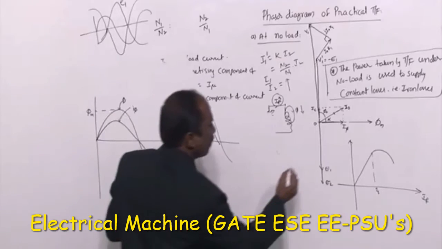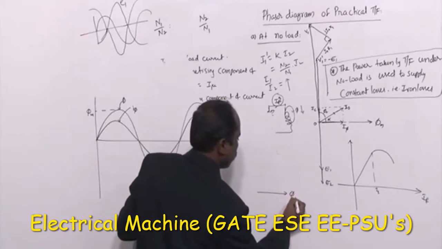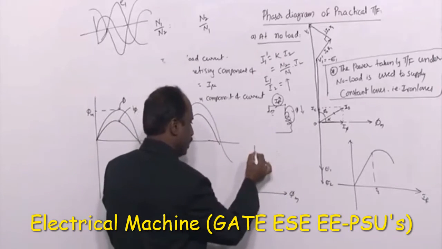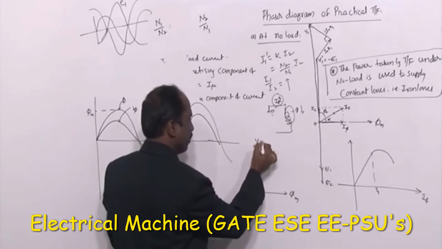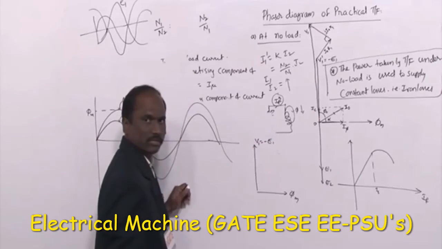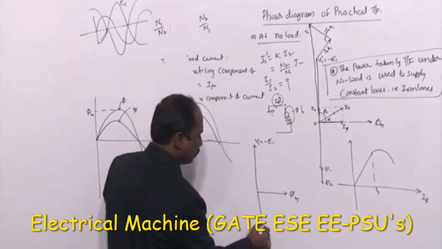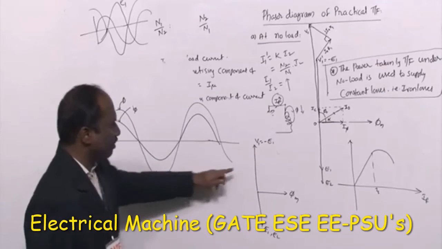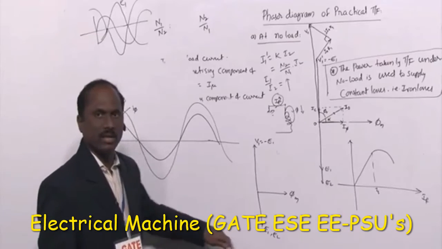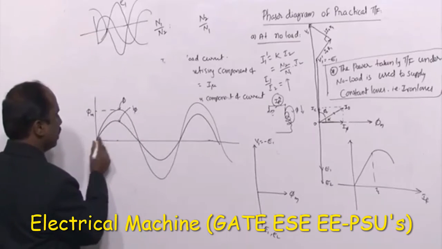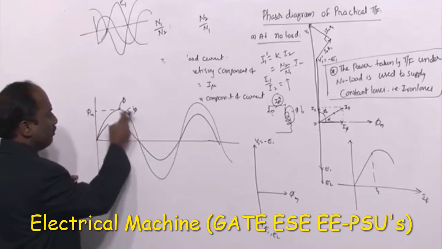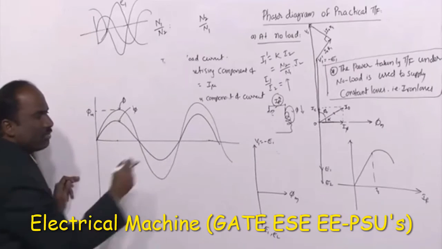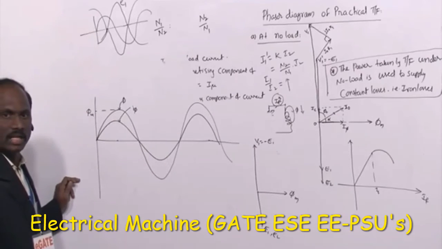How have we taken phi in the diagram? This is phi m. Leading to this we have V1, which is equal to minus E1. And lagging to this we have E1 and E2, right? V1 is leading and E1 is lagging. This is E1, this is phi. After some 90 degrees our waveform is started. After 90 degrees, our E1 is started.